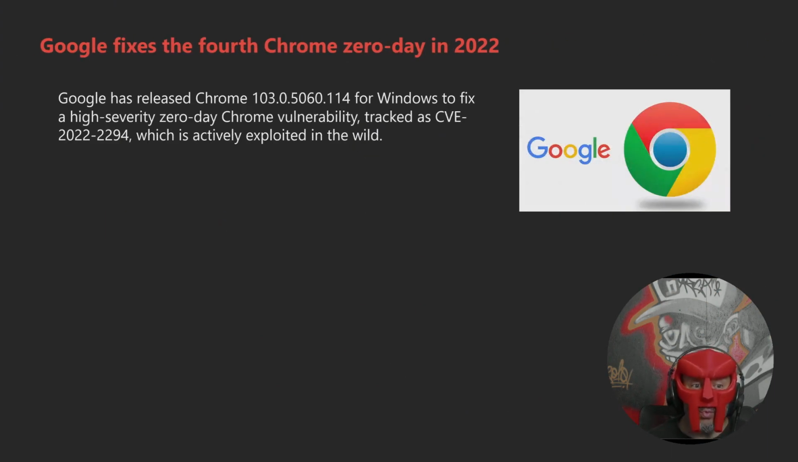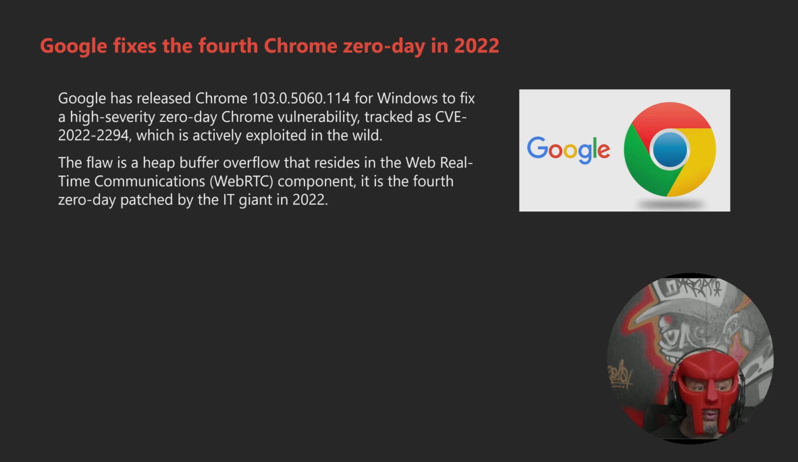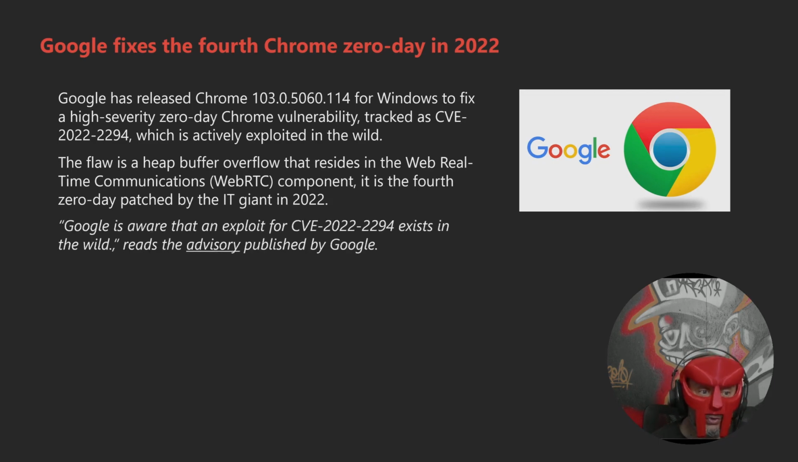We start off today with patches. Google has released Chrome 103.0.5060.114 for Windows to fix a high-severity, zero-day Chrome vulnerability tracked as CVE-2022-2294, which is actively exploited in the wild. The flaw is a heap buffer overflow that resides in the Web Real-Time Communications component. It is the fourth zero-day patched by the IT giant in 2022.